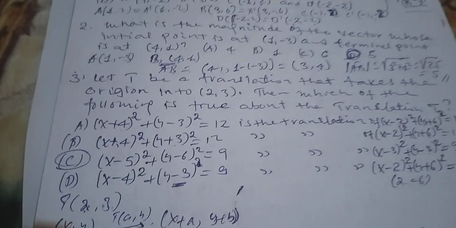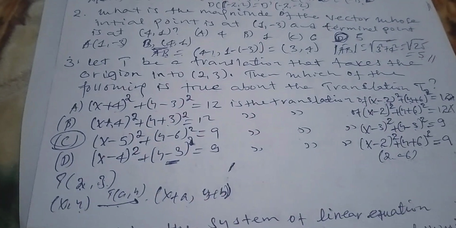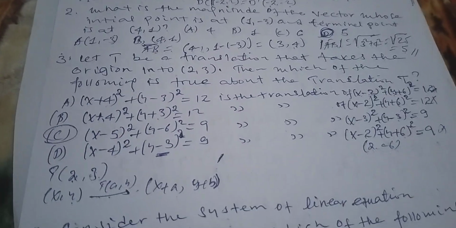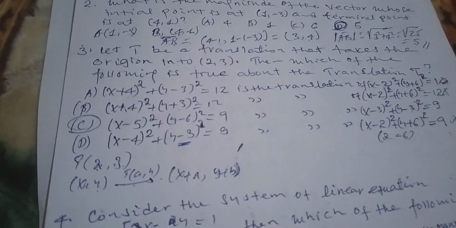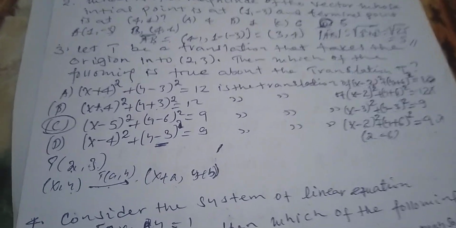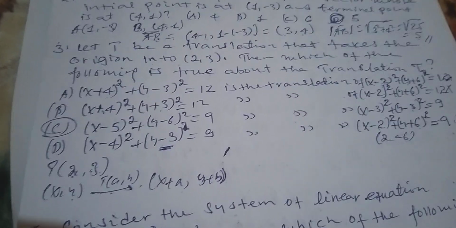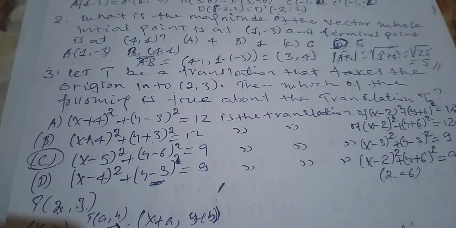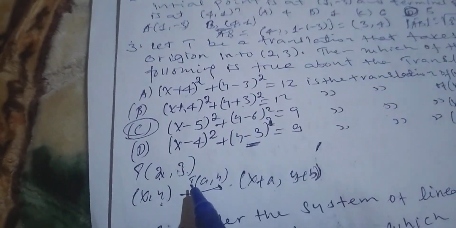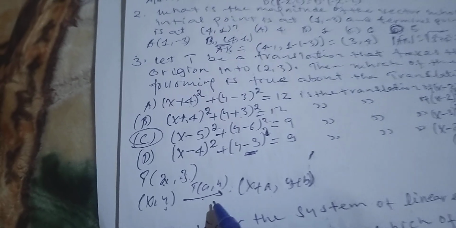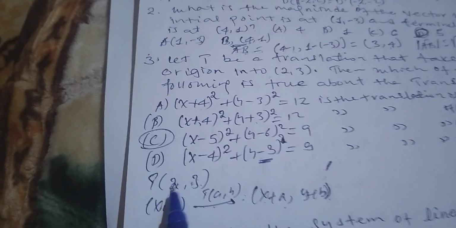Let T be a translation that takes the origin into (2, 3). Then which of the following is true about the translation? Look, A, B, C, D are in the form of a circle. When a circle is translated, the radius is unchanged, only the center changes. If point (x, y) is translated by a translation vector (a, b), the image will be (x plus a, y plus b). So first find the center of the circle, then simply add the coordinates (2, 3).